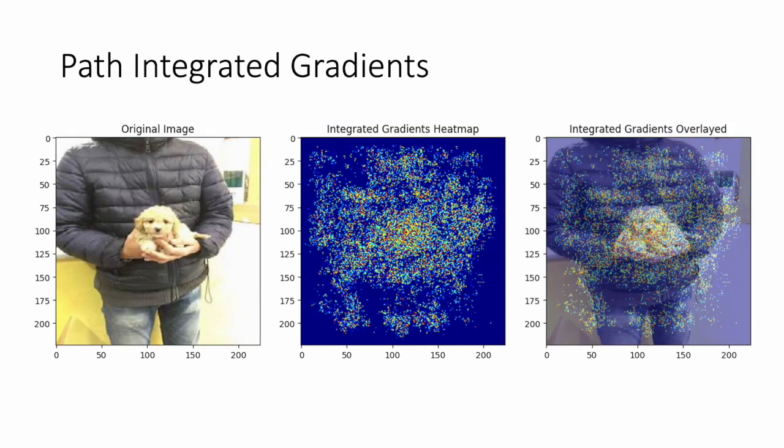Next, path-integrated gradients work to calculate feature importance by using the integral of the gradients along paths connecting a baseline to the input of the image. We can see again that the model is really focusing on irrelevant features here, really picking up on a lot of the stuff in the background.